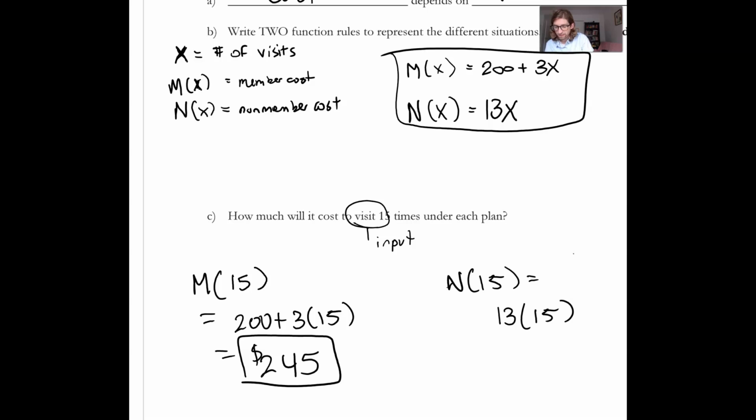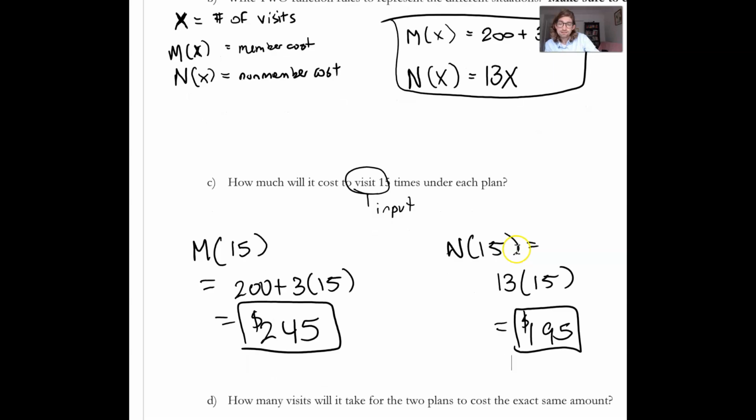For non-members, we replace x with 15, so that's 13 times 15. And I don't know this off the top of my head, so I'm going to go to my calculator. And it looks like $195. So if you were only going to go to Cougar Fitness 15 times, it looks like being a non-member is the way to go. It's cheaper by $50.